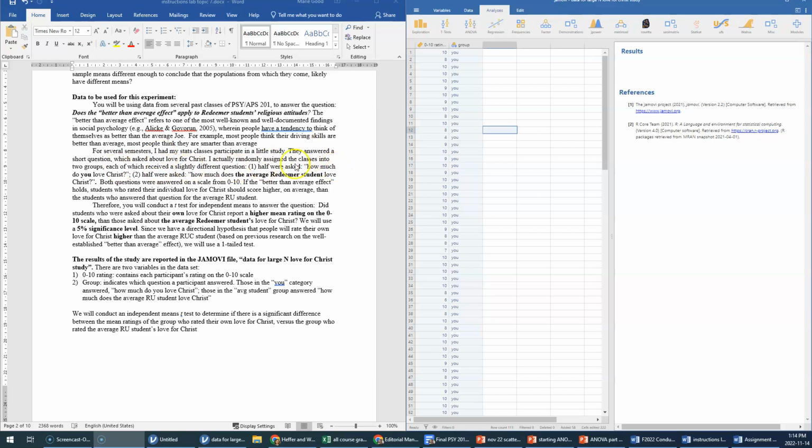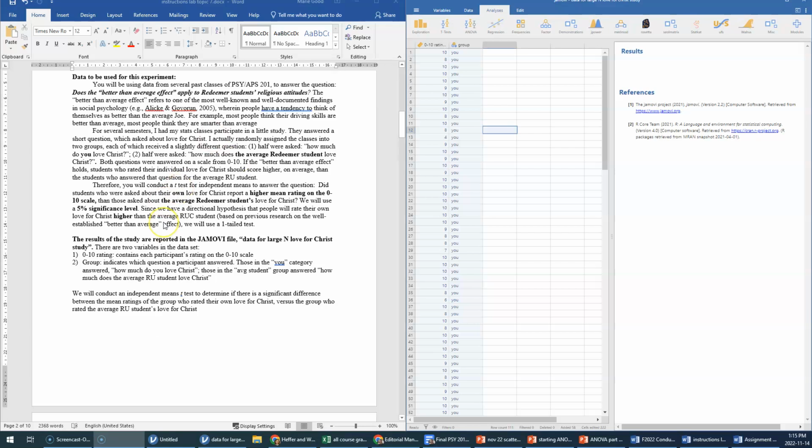So one of those questions that half of the class were randomly assigned to answer was, how much do you love Christ? And then the other half was randomly assigned to answer the question, how much does the average Redeemer student love Christ? Both questions answered on a scale from 0 to 10, higher scores meaning higher love. So my thought is, if the better than average effect holds, the group of students who rated their own love should be higher on average than the rating for the group of students who answered about the average student's love. Right, so that's my hypothesis.